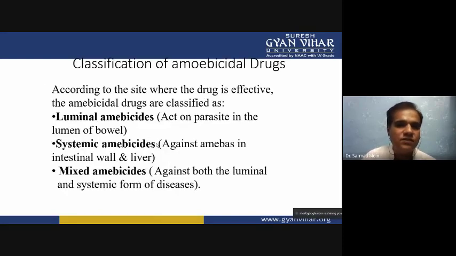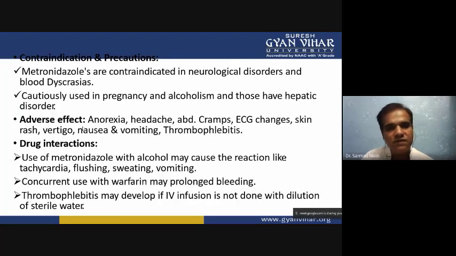Now classification, if you will see amoebicidal drugs. According to the site where the drug is effective, the amoebicidal drugs are classified into 3 types. We already discussed these three sites: luminal, systemic, and mixed, meaning mixed between the luminal and systemic types. According to the infection we have to treat, and these three types of drugs we have to give. First we have to see where the infection is, and then only we decide what type of drugs we can give.